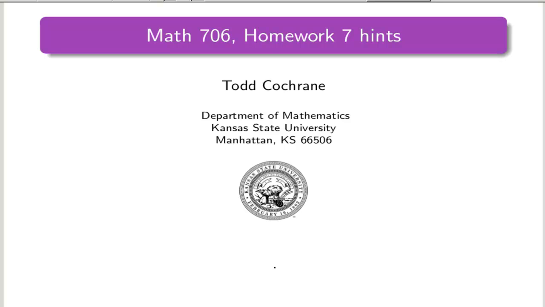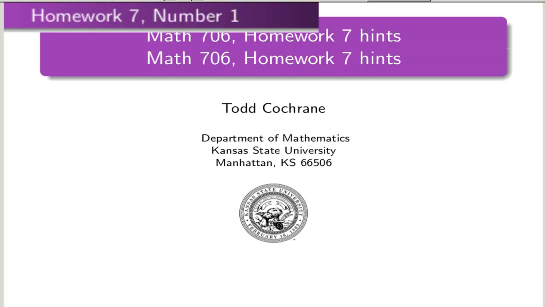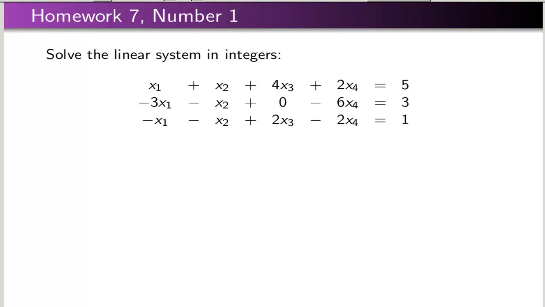All right, let's look at some hints for homework 7. Problem 1, we're looking at a system of linear equations. And so the idea is you've got a coefficient matrix A, and we want to find matrices P and Q that diagonalize that system. So diagonal.